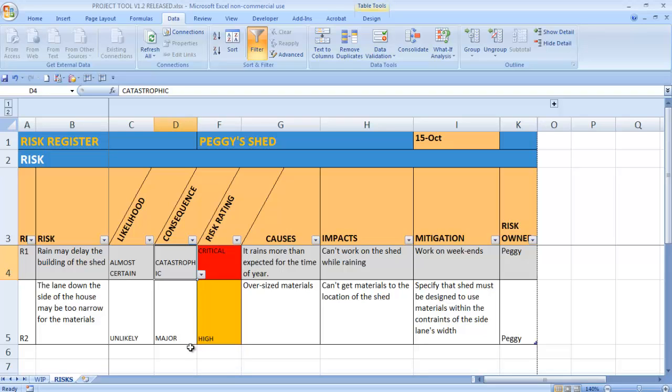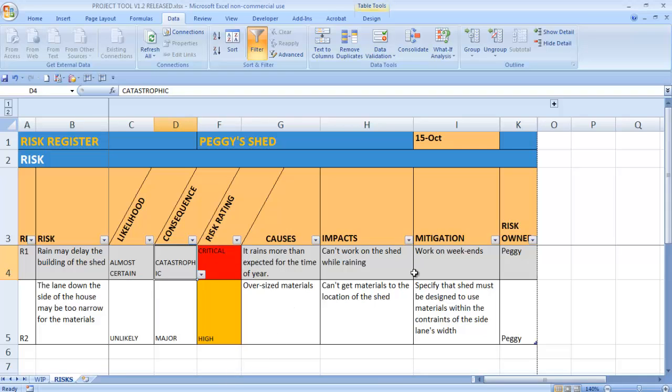And these ratings are taken from an industry standard approach that's used, which we've modified only slightly. Now in the background, once you've said, okay, this is my likelihood and this is my consequence, it will go, okay, well this is our risk rating based on that. And so, if we made it only major rather than catastrophic, then it would be high. If we take it back to catastrophic, it'll go back to critical.